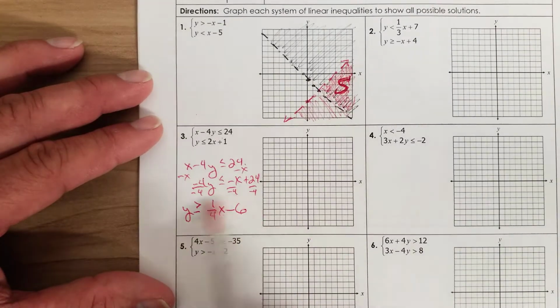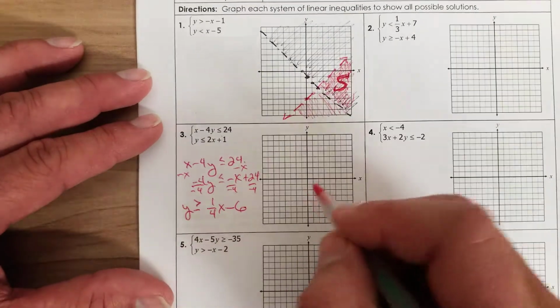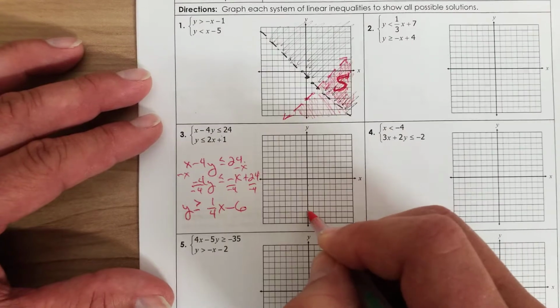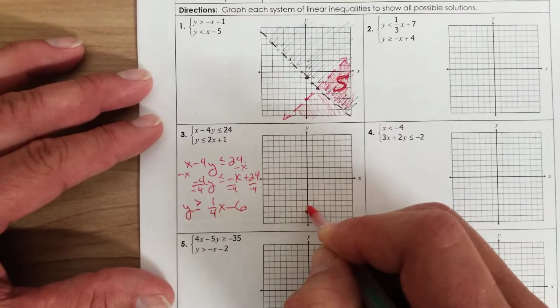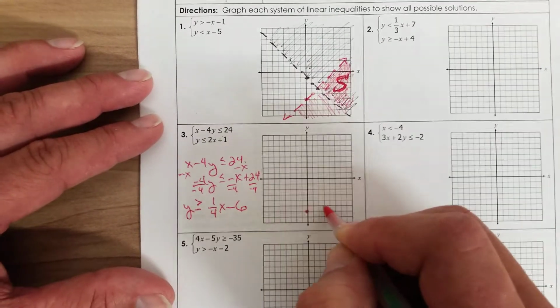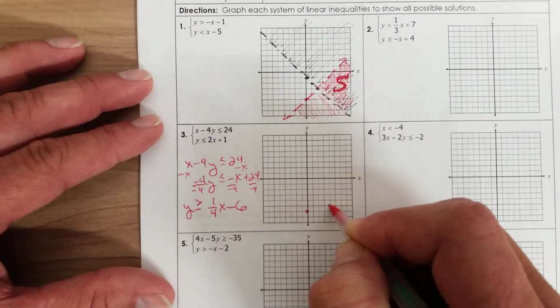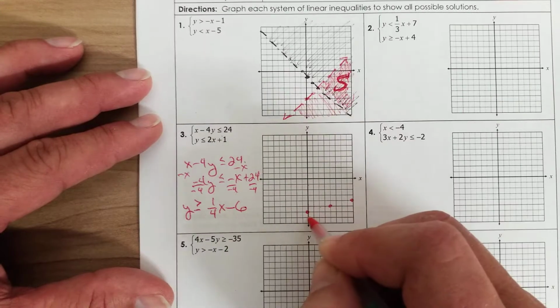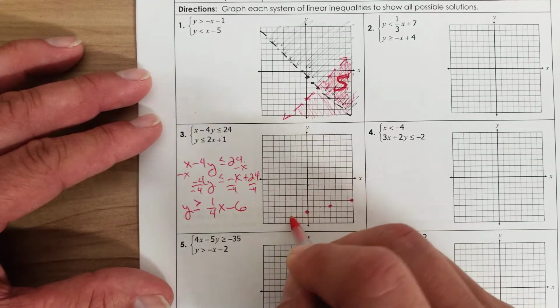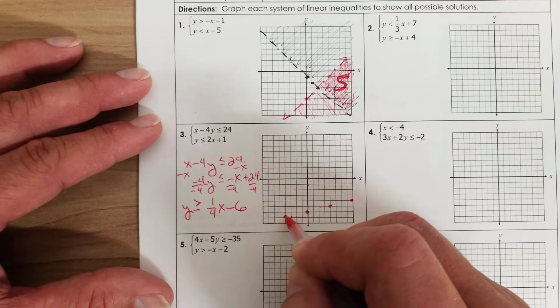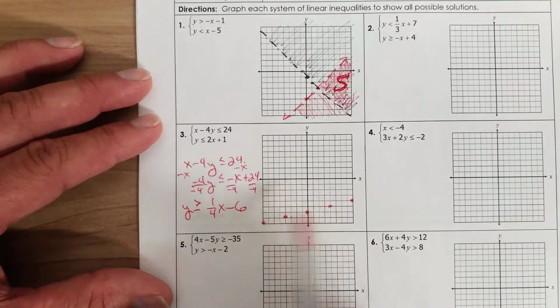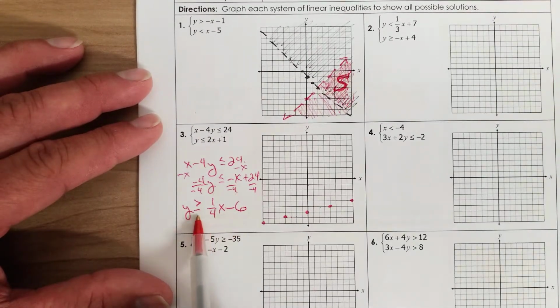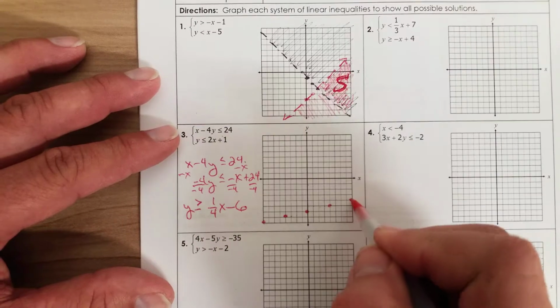So now I'm ready to graph this one. I'm going to begin at negative 6. 1, 2, 3, 4, 5, 6. I'm going to go up 1 and over 4. I can go down 1 and left 4. And now I'm going to draw my line. And because I have an equal bar here, this line is going to be solid.